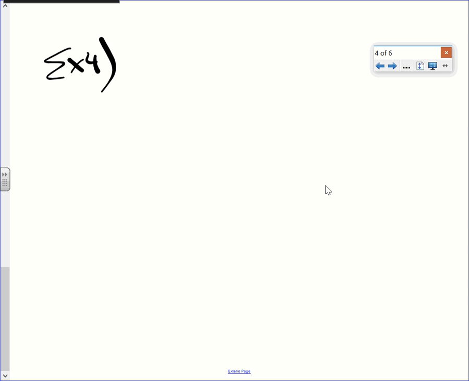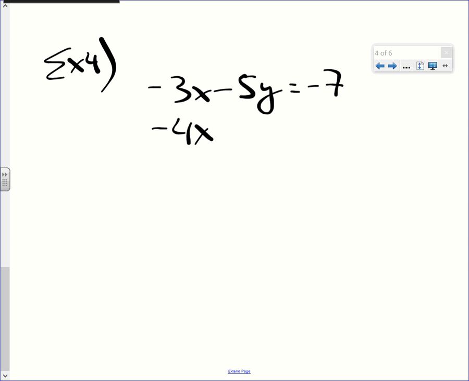I know how you do the one with the equation. Here we go. We got a doozy here. Negative 3x minus 5y equals negative 7. Is it going to be substitution or elimination? This whole lesson is elimination. Negative 4x plus 5y equals 14.